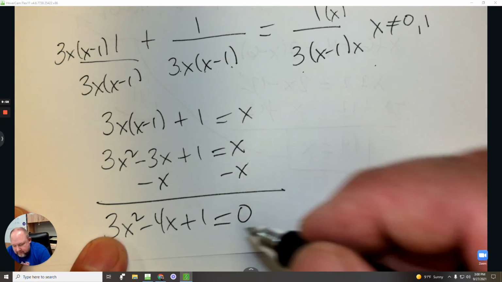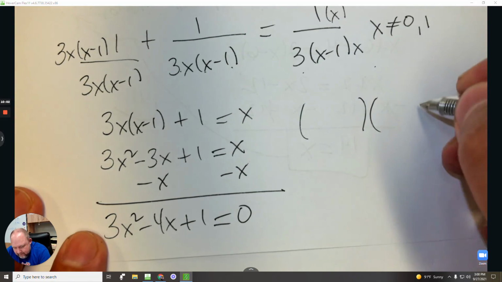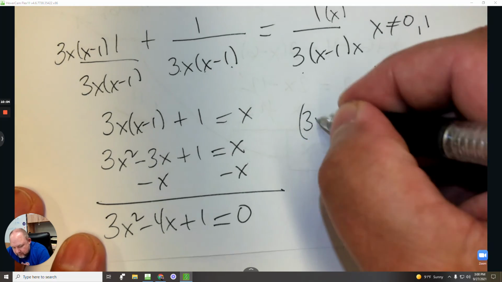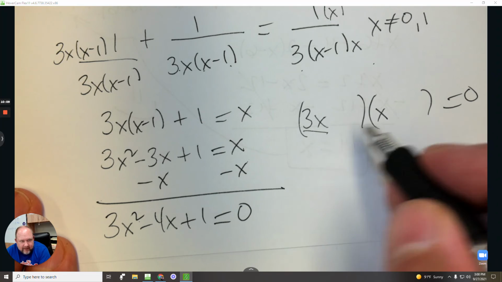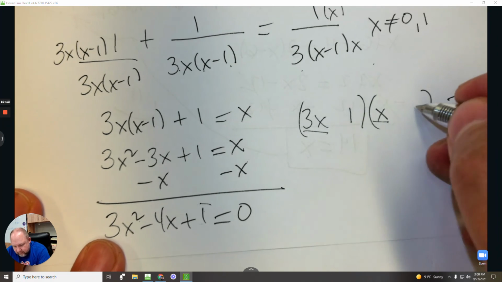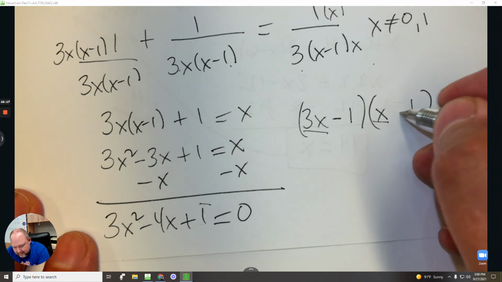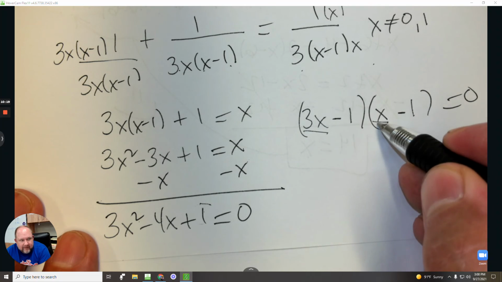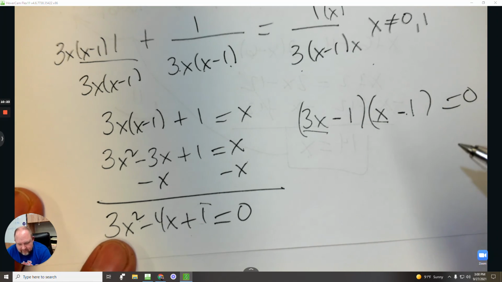I make sure it's equal to 0. I can actually solve this by guessing and checking. It's probably the quickest way. The only way you get 3x squared is by going 3x times x. The only way to get 1 is to go 1 times 1 because they're prime, and both of these numbers need to be negative. So we have negative x and negative 3. Together they make negative 4, so it's factored.